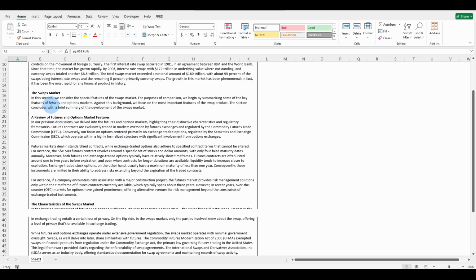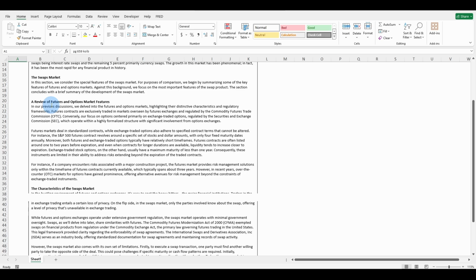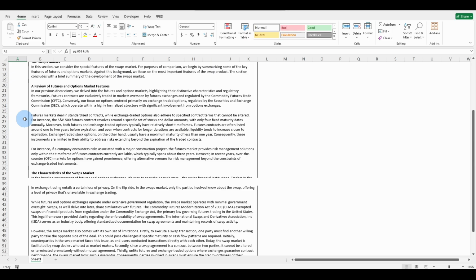In this section on the swap markets, we consider the special features of the swap market for purposes of comparison. We begin by summarizing some of the key features of futures and options markets. Against this background, we focus on the most important features of the swap product. The section concludes with a brief summary of the development in the swap market. A review of futures and option market features.